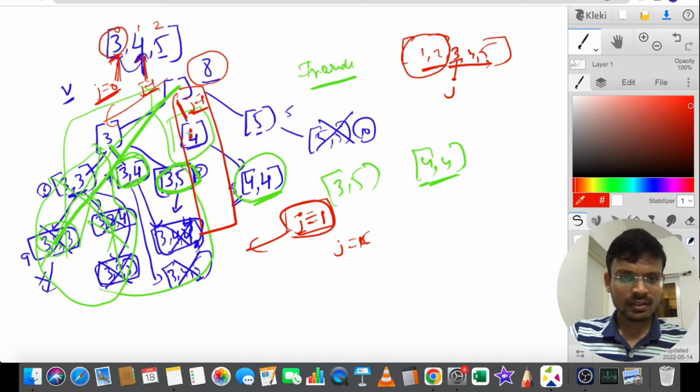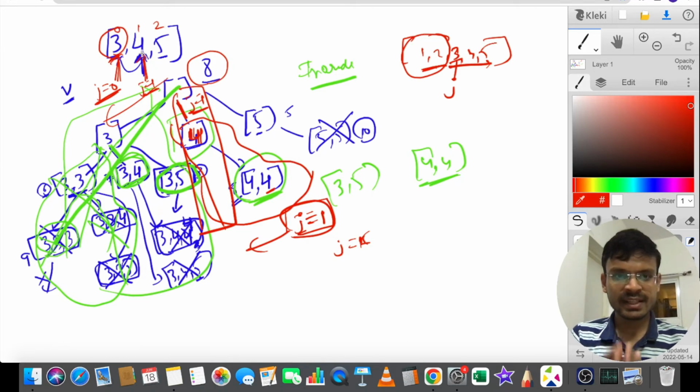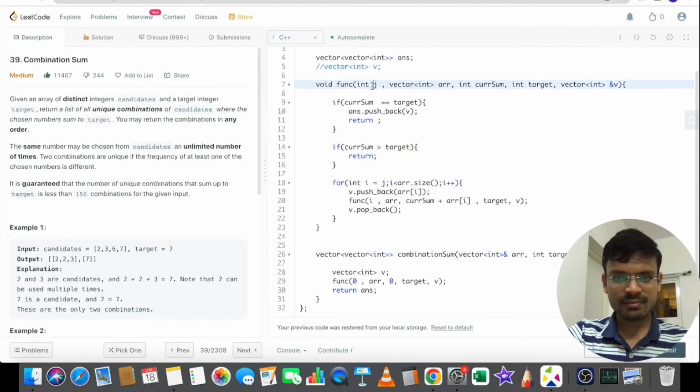So in this part of the tree 4, I haven't appended 3 to this particular 4. I can only append 4 to it or 5 to it, because these are elements present at that particular index or after those. That's why I am passing this variable j over here, and at every recursion call I am just checking the current sum: is it equal to the target value? If it is, then I am just appending whatever value is present in my vector into my answer vector. So it is very similar to what I had explained in the previous problem as well.